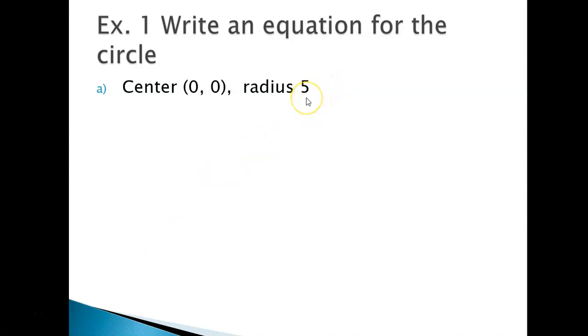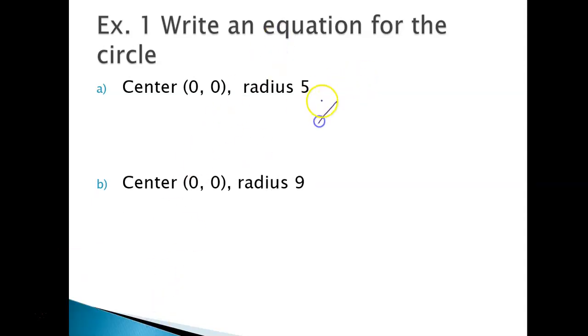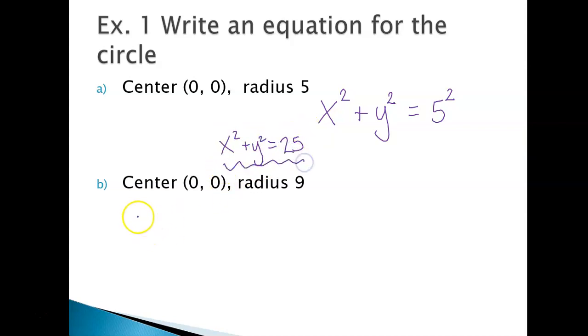So if I want to write an equation for the circle that is centered at 0, 0 and has a radius of 5, I'm going to plug it into the formula from the previous page. That would just be x squared plus y squared equals the radius squared, so 5 squared. So the equation of this circle would be x squared plus y squared equals 25. If the circle is centered at 0, 0 and has a radius of 9, the equation would just be x squared plus y squared equals 9 squared, or x squared plus y squared equals 81.